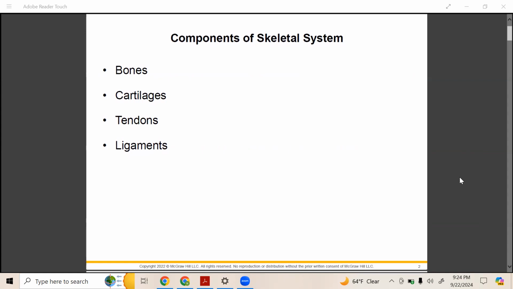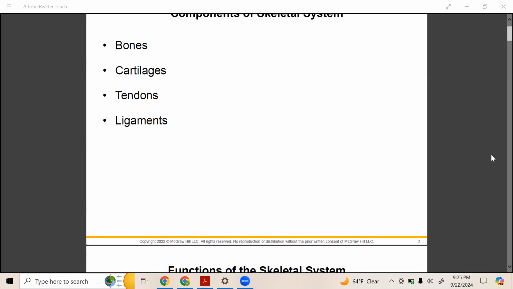Okay, so we have a few different components to our skeletal system. Of course, we have the bones themselves. We also have a few different types of cartilages. We mentioned those in the prior chapters. Tendons are going to be our muscle to bone. So muscle to bone is our tendons. And then our bone to bone connection is going to be our ligaments. So all of those are components of the skeletal system.